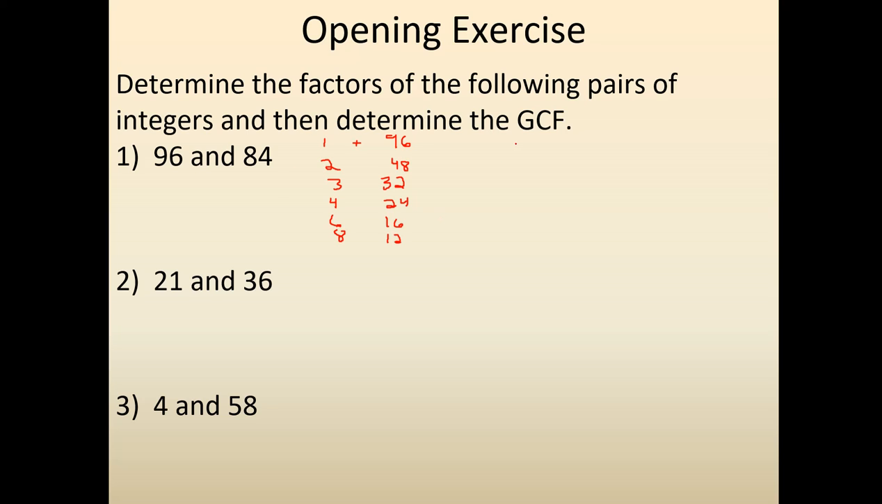For 84, once again, I know 1 and 84 are factors. Divided by 2, I get 2 and 42 are factors. 84 divided by 3 is 28.